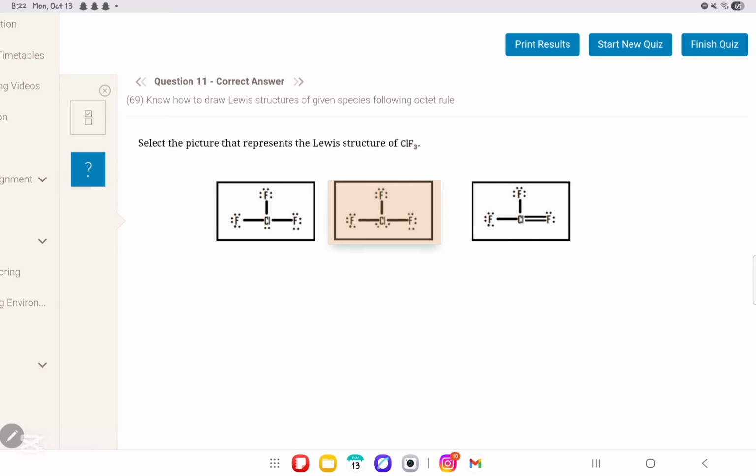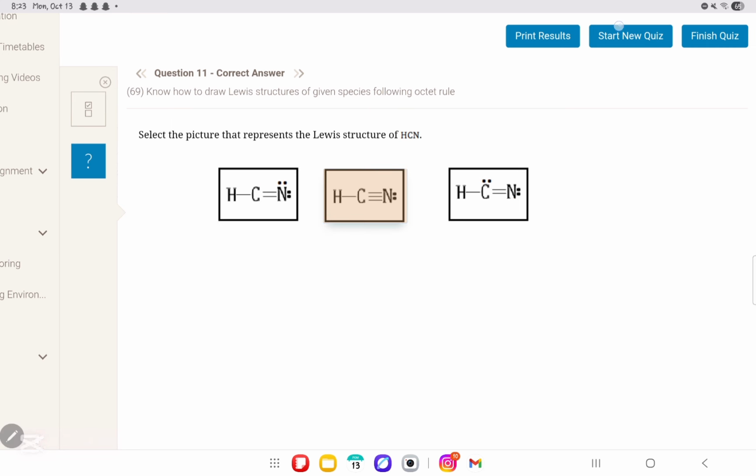We move on to question number 11. What does it say in question number 11? Okay, select the picture that represents the Lewis structure of HCN. How do we do that? We have C, which is the central atom, and then H and N surrounding it, and each one of them gets a single covalent bond.